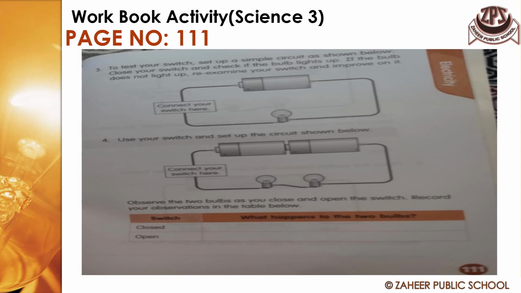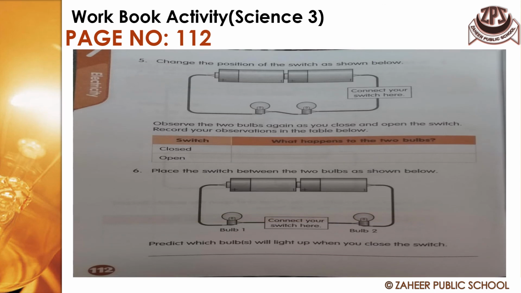Activity given on your page number 111. You have to complete the table given in question number 4. You have to write what happens to the two bulbs when the switch is closed and when the switch is open. You have to just write your answer in the table.